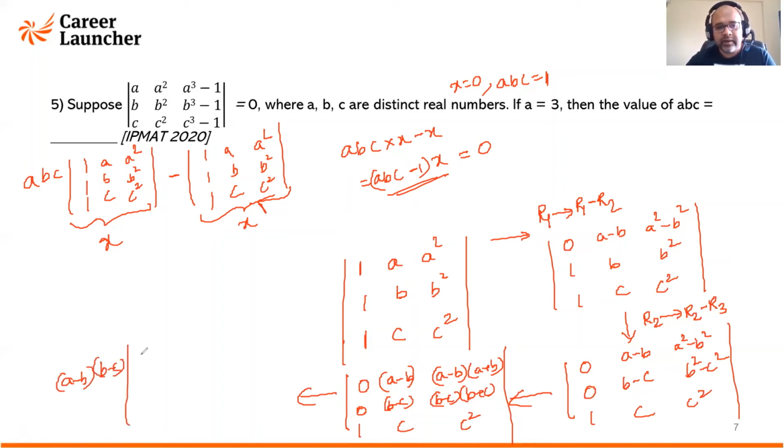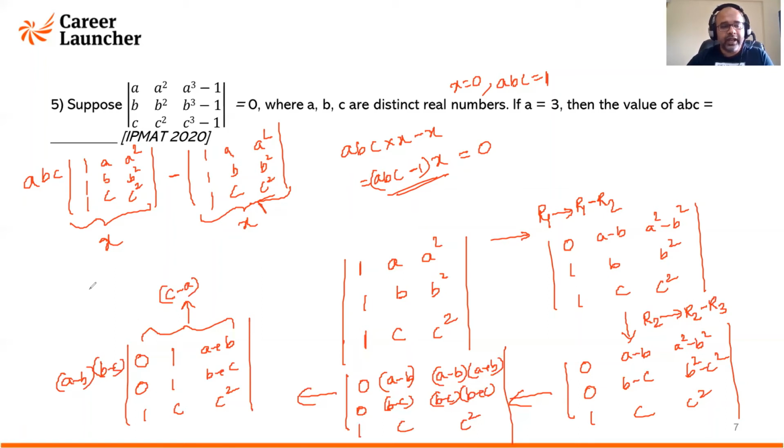So the determinant becomes 0, 1, A plus B. 0, 1, B plus C. And 1, C, C square. So this determinant, if you try to find, it's easy for you to solve it. You will get this as C minus A. So the entire product of x becomes the product of A minus B, B minus C, and C minus A.